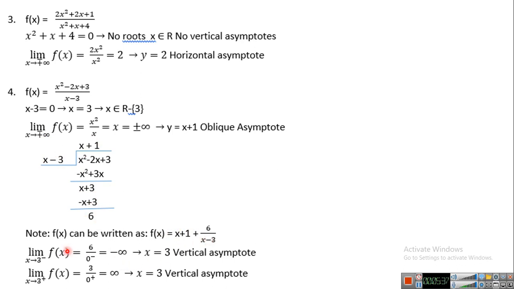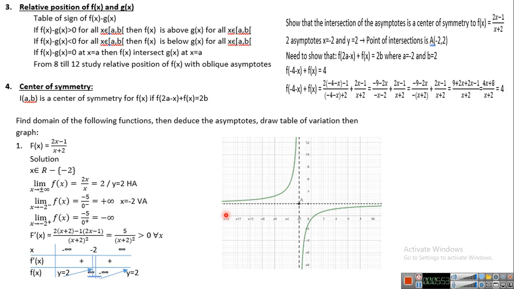And if you do the limit at 3 minus, the same thing: 3 minus, a number over 0 plus or minus infinity. But at 3 minus, if you put 2.9, it will be 0 minus, so minus infinity. And if you do 3 plus, it will be 0 plus, so plus infinity, which is a vertical asymptote.